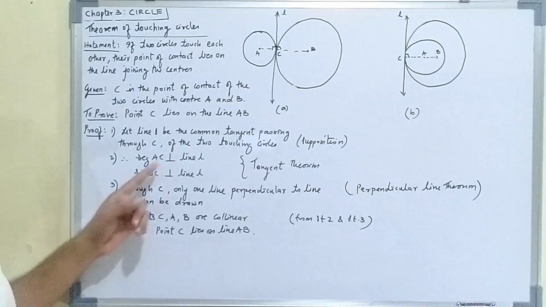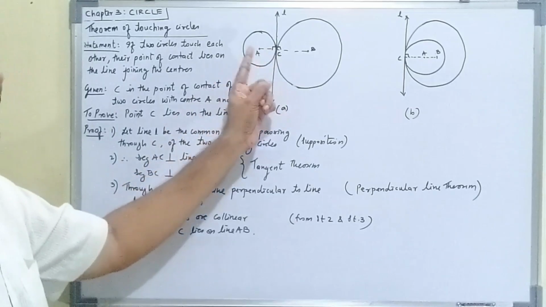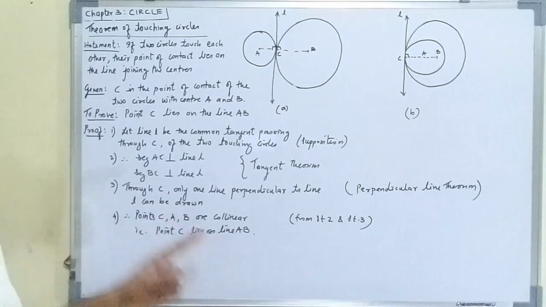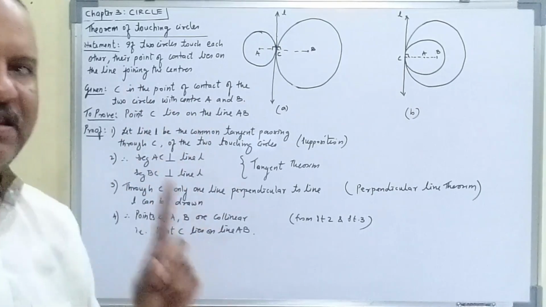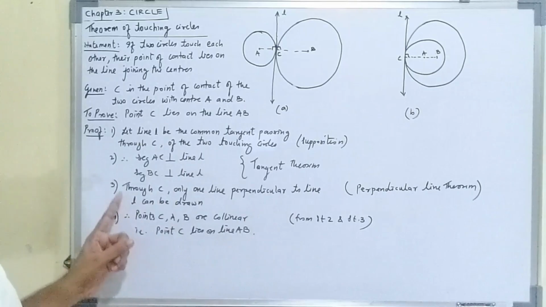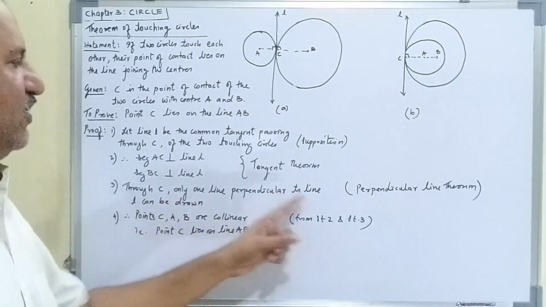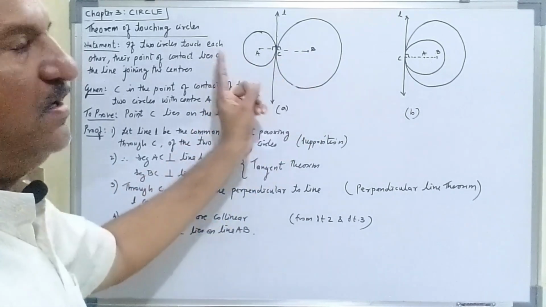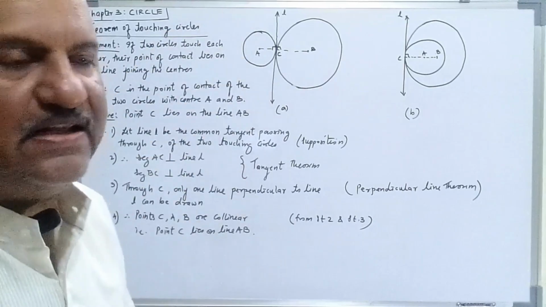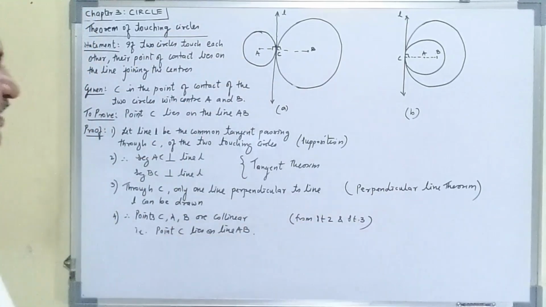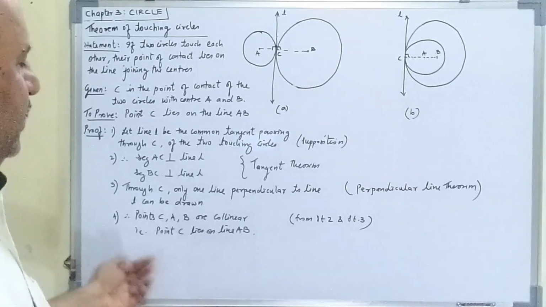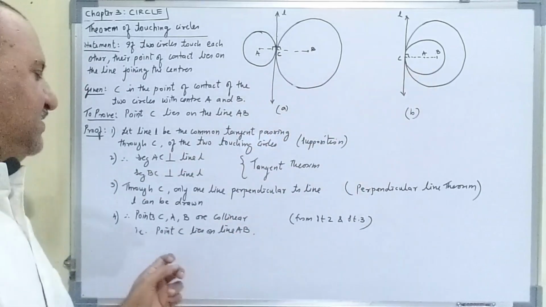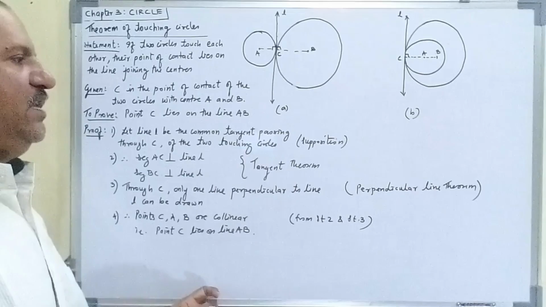So we can say, देखो यहाँ AC और ये BC और यहाँ AC और BC, तो we can say through C only one line perpendicular to line L can be drawn. So through C we can draw one and only one line perpendicular to the tangent line. This is the perpendicular line theorem. Therefore, point A, point B and point C are collinear points. That is, point C lies on line AB.